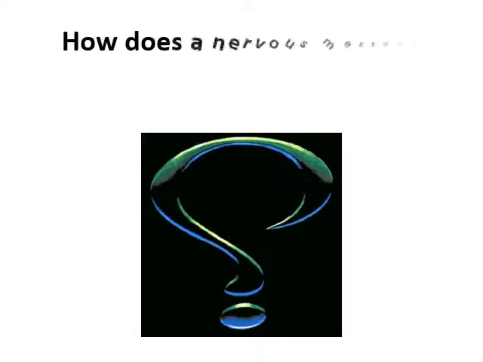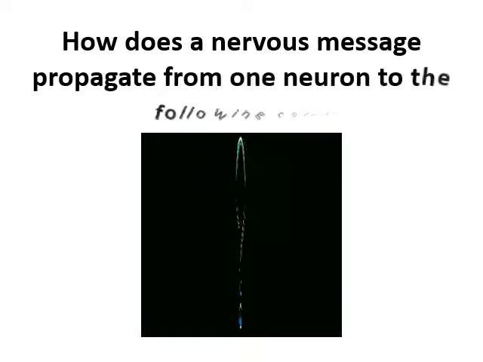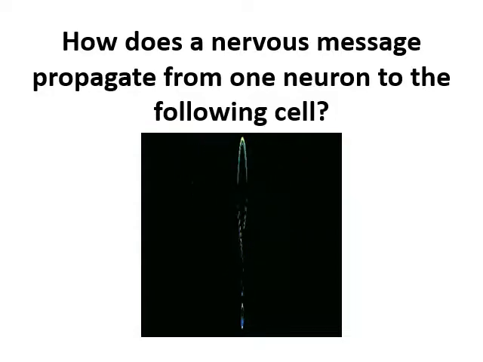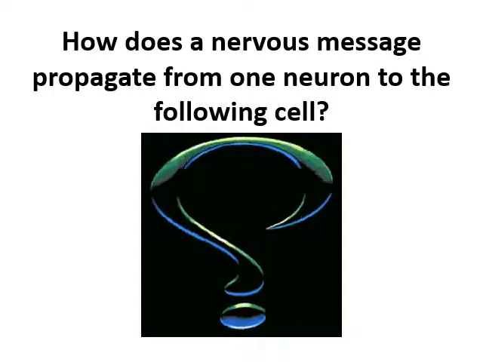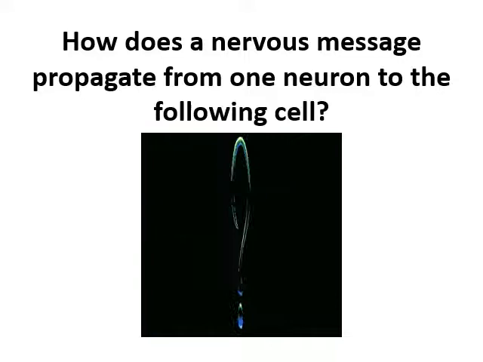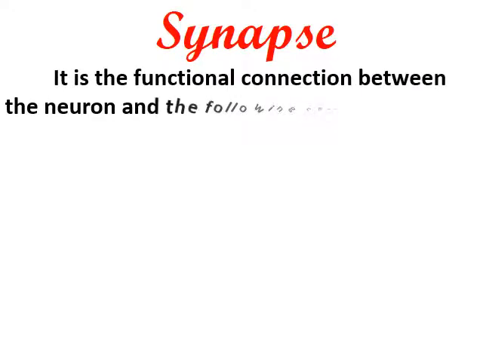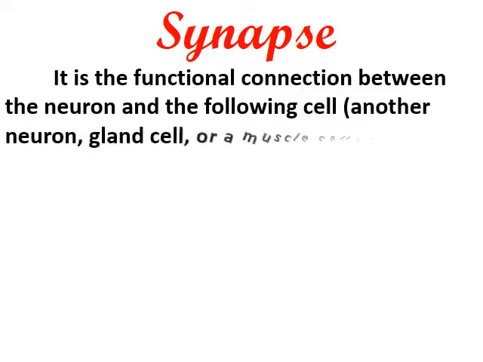So here the big question is, how does the nervous message propagate from one neuron to the following cell? What does this nervous message need to move from one neuron to the following cell? This needs something done by a synapse. What is the synapse? It's the functional connection between the neuron and the following cell, maybe another neuron, a gland cell, or a muscle cell.